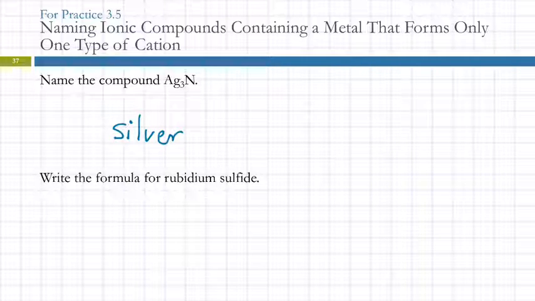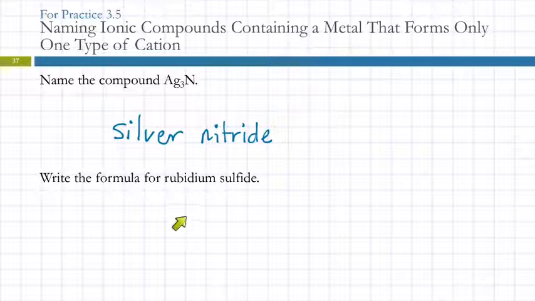How do we change that? Nitride. So this is silver nitride. Okay? If you put a Roman numeral in there, I would know what you mean, but it's technically not correct. Okay, any questions?